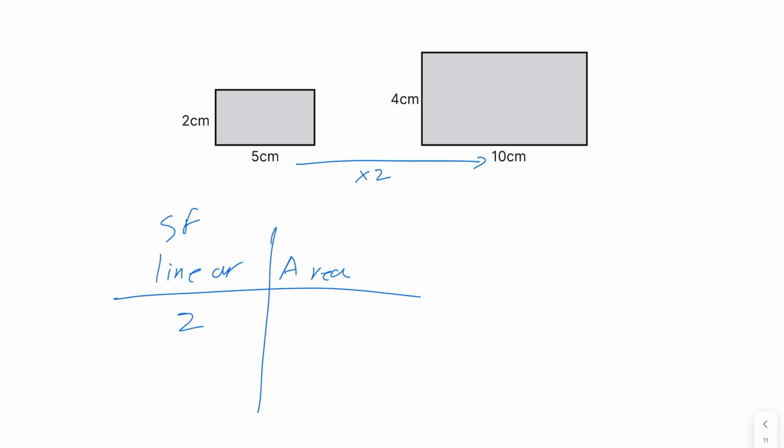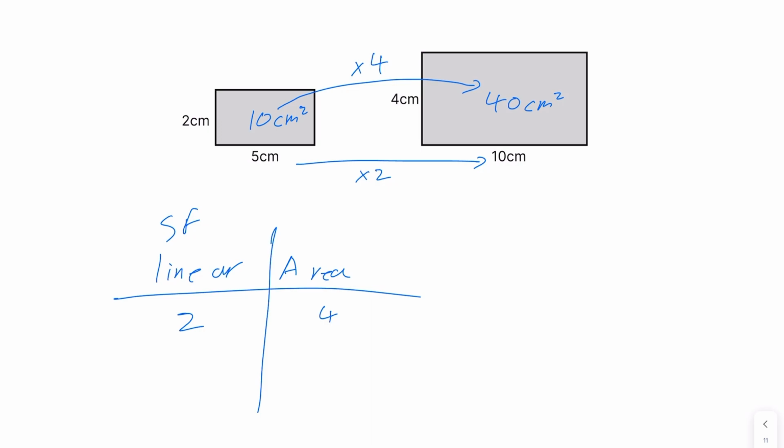So if I get the area for this shape, that's 10 centimeters squared. And if I get the area for this shape, that's 40 centimeters squared. Now, if you look at the actual area, going from here to here, the area has multiplied by 4. So the linear scale factor is 2 and the area scale factor is 4.